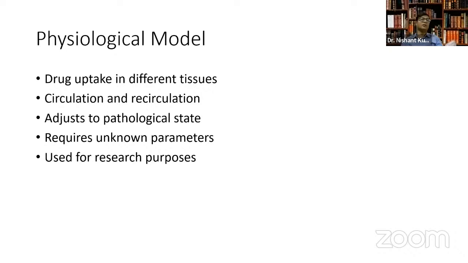And most of our models are compartment models. Then there's a physiological model. Again, it is used only for research purposes. It requires unknown parameters. It adjusts to pathological states. Now remember, the compartment model is for a healthy patient. If there is vasoconstriction, the patient is on inotropes or has some other pathologies, the compartment model does not take that into account. And also the drug uptake in different tissues. In the compartment model we are broadly divided into 3 compartments, but we know that there are more than 3 compartments and each tissue has a different uptake and elimination constant. So the physiological model is obviously more physiological, but then work needs to be done with that.